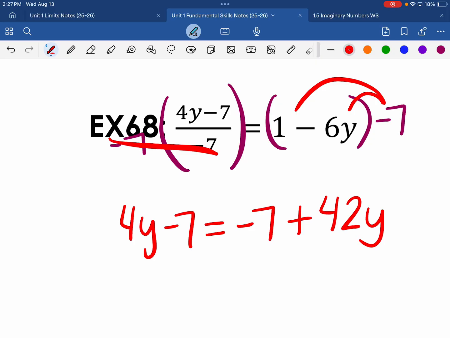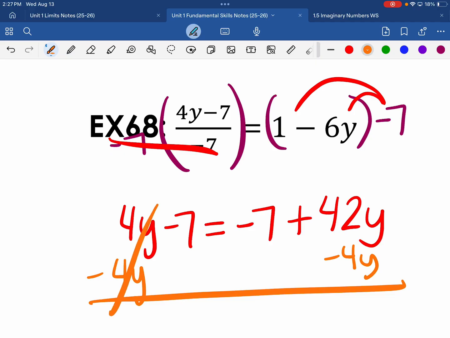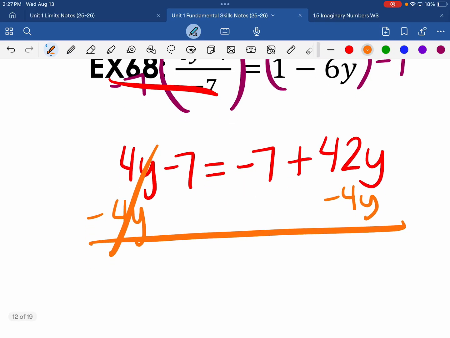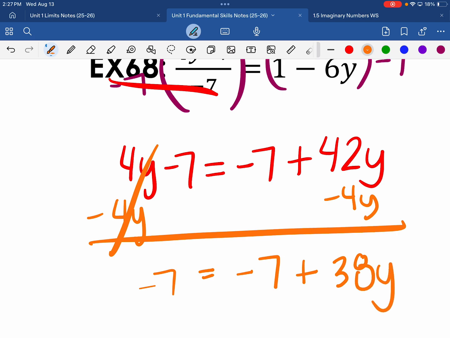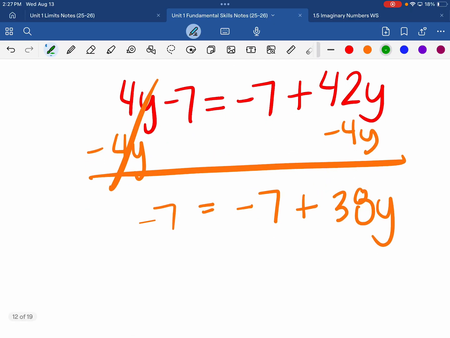After you simplify both sides of your equal sign, your next step is to move your letters. Which one do you want to move? I'd probably move the 4. Try to stay away from negatives as much as possible. So minus 4y minus 4y. So -7 is -7 plus, what is that, 38y? All right, now I can move my numbers.